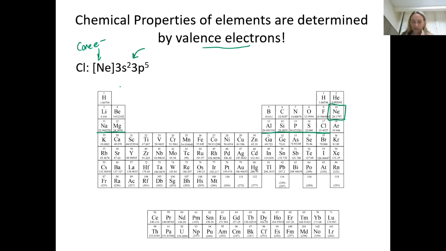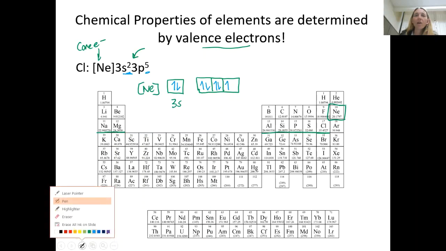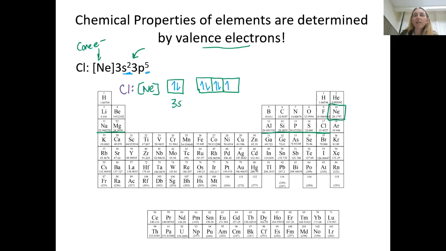And so if I draw this out as the orbital notation, I have neon and then a 3s orbital and the p orbitals, and then I take and fill electrons in. So the 3s orbital has 2 electrons and the 3p orbital has 5. So 1, 2, 3, 4, 5. Okay, so this is the electron configuration for chlorine, right?